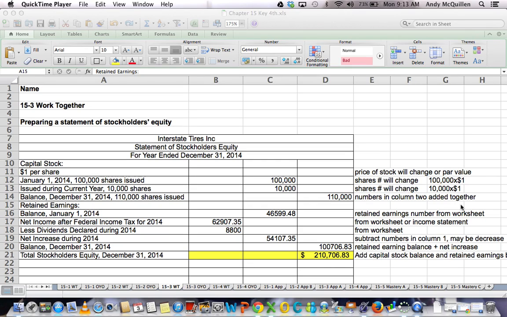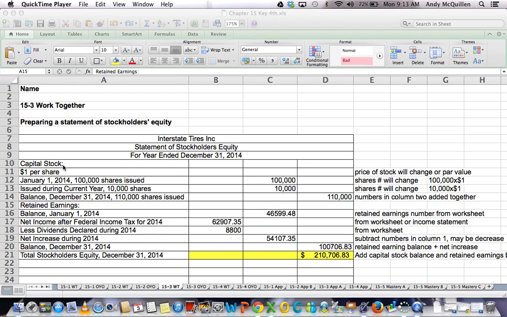15.3 work together is a statement of stockholders' equity. This is a relatively short little thing that you do, and I'll try to highlight where people often make mistakes. First thing is the title. It's going to be Interstate Tires, Inc. Statement of stockholders' equity on the second line, and the third line is going to be for the year ended December 31st, 2014.